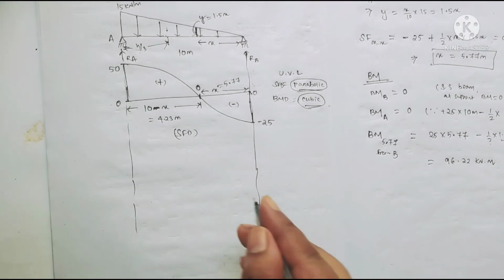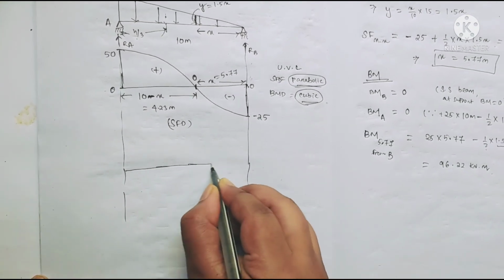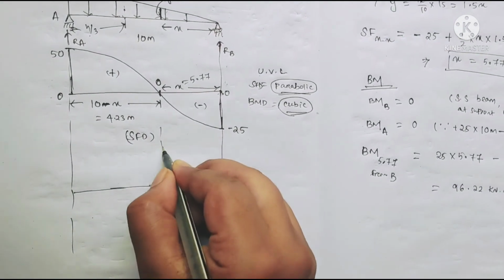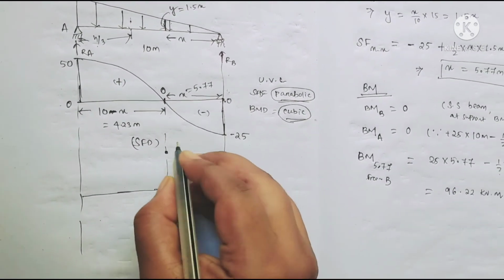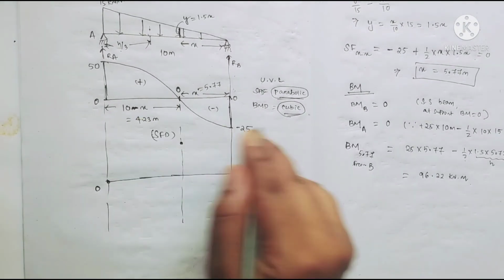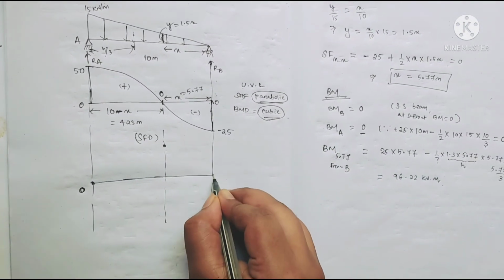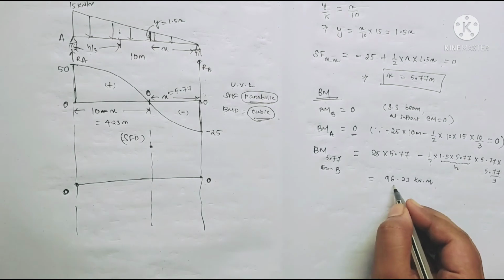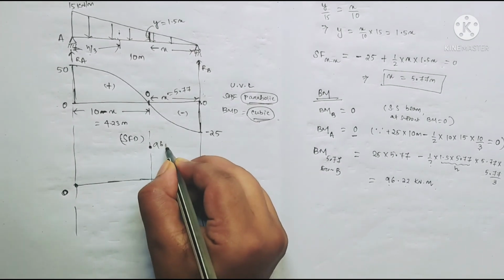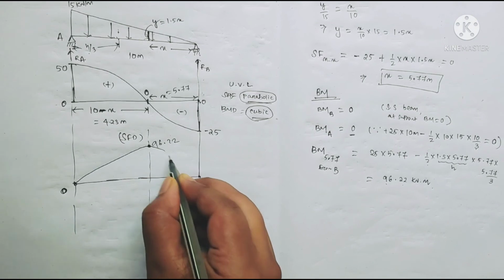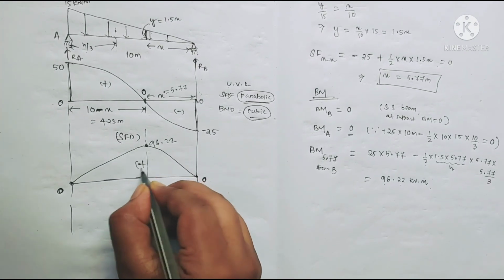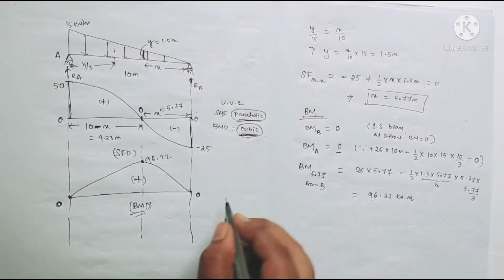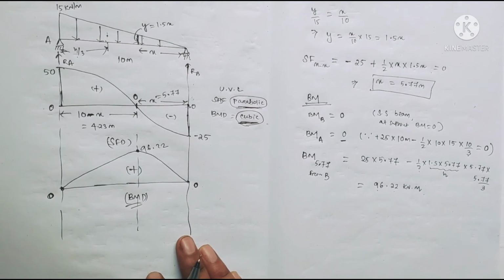Keep in mind that when the value of shear force is 0, the bending moment will be maximum at that point. Here at A the bending moment is 0, and at B the bending moment is 0. At 5.77, that point, it is 96.22. Just connect it cubically, because in a UVL the bending moment diagram is cubic and the shear force diagram is parabolic. Here we solved two problems successfully.